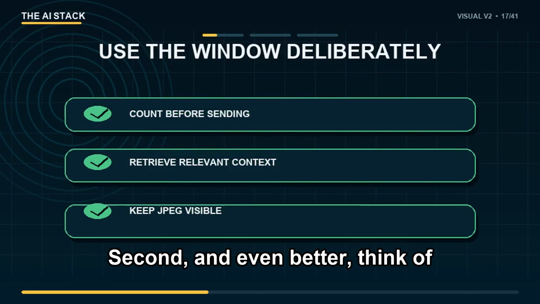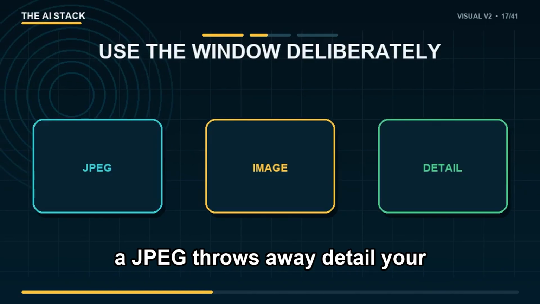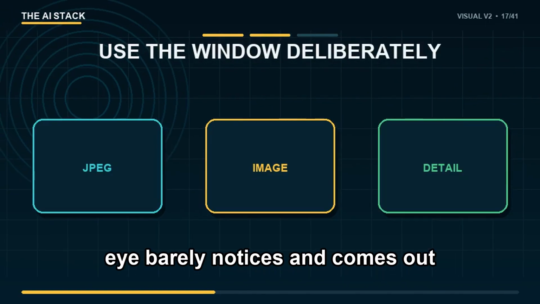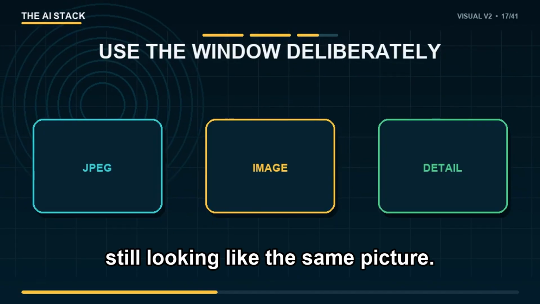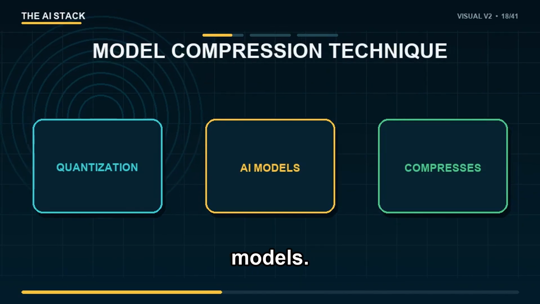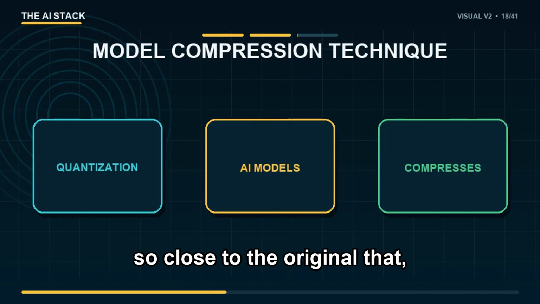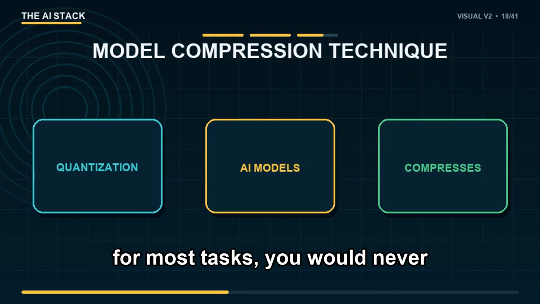Second, and even better, think of a JPEG photo. A raw image is huge, but a JPEG throws away detail your eye barely notices and comes out a fraction of the size while still looking like the same picture. Quantization is the JPEG of AI models. It compresses by being a little less exact, and the result is so close to the original that, for most tasks, you would never know.